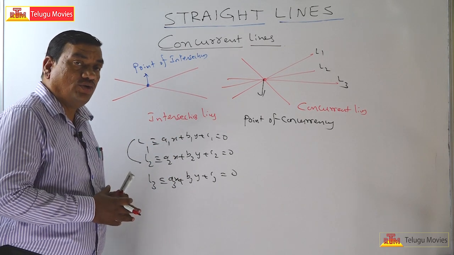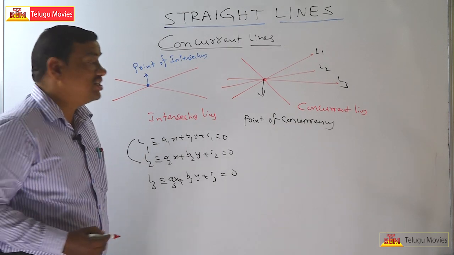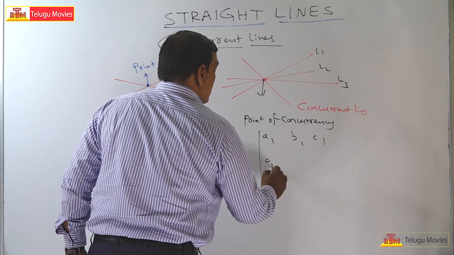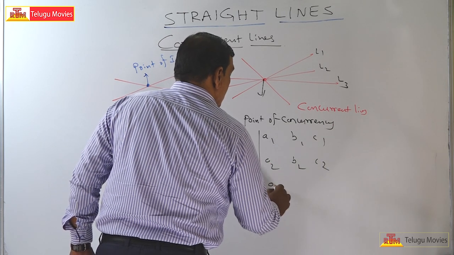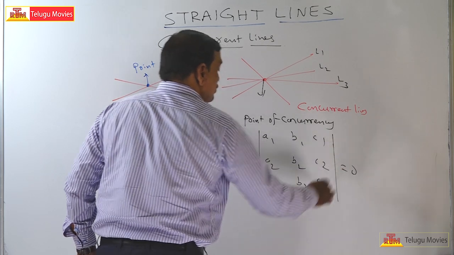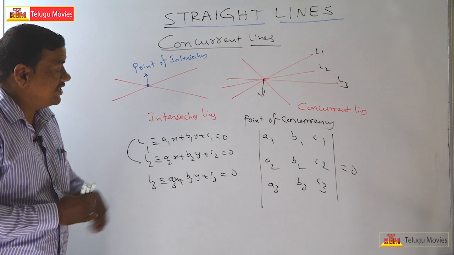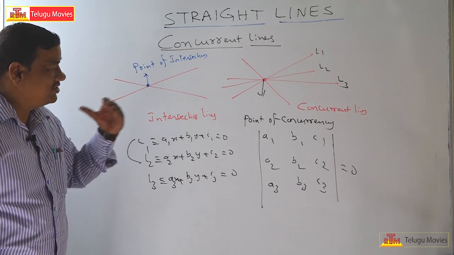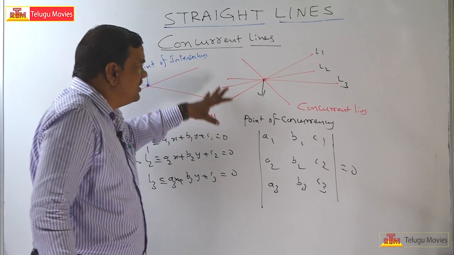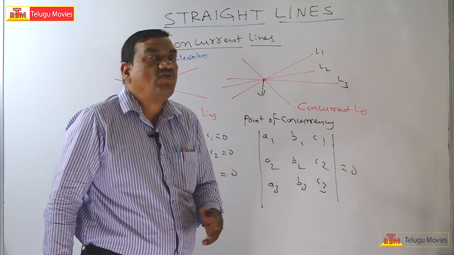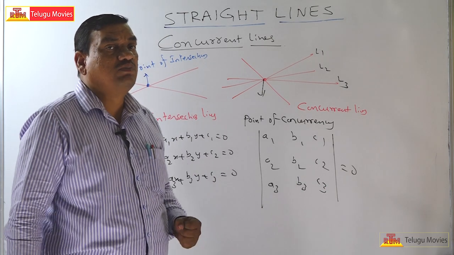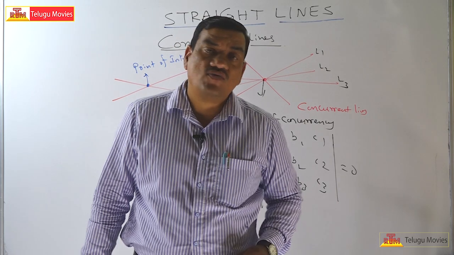If you want to do it another way, the easiest method is to find the determinant with rows A1, B1, C1, A2, B2, C2, A3, B3, C3. If the determinant of that 3 by 3 matrix is 0, then the three lines are concurrent. We call these lines a family of straight lines. In the next class, I will explain what a family of lines is.